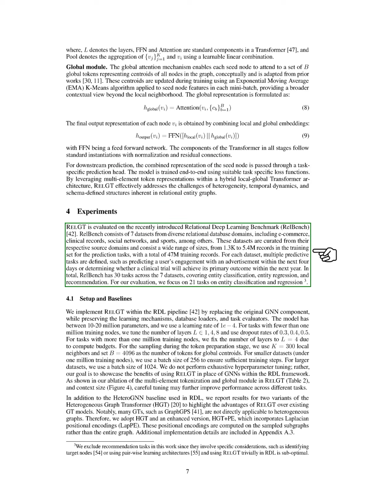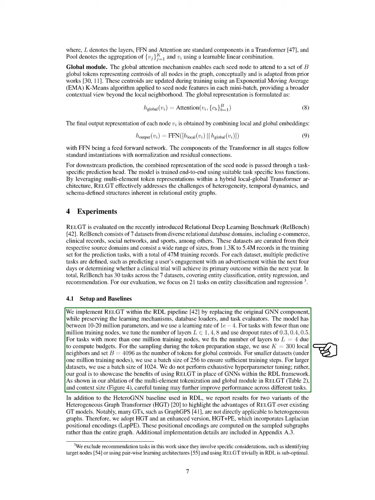For our experiments, we evaluate RELGT on the Relational Deep Learning benchmark, which includes 7 datasets from various relational database domains, such as e-commerce and clinical records. These datasets vary in size, containing between 1.3K to 5.4M records, totaling 47M training records. We define multiple predictive tasks for each dataset, such as predicting user engagement with advertisements or clinical trial outcomes. Our evaluation focuses on 21 tasks related to entity classification and regression.